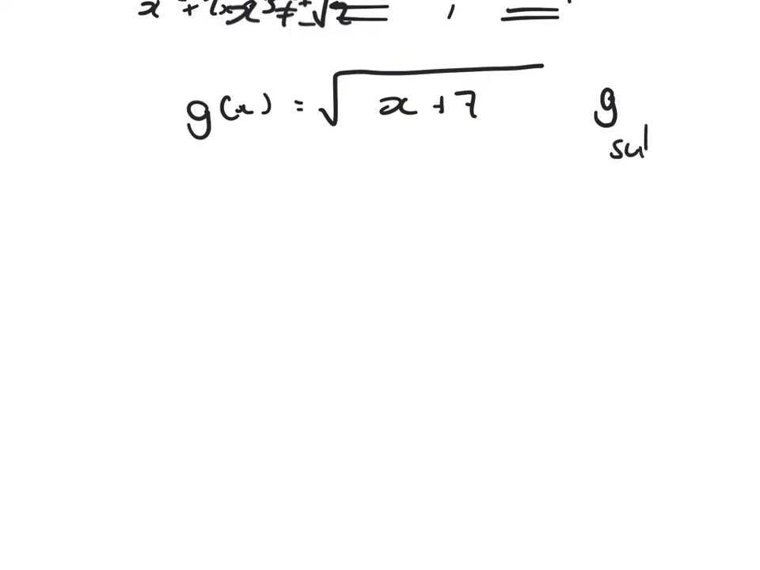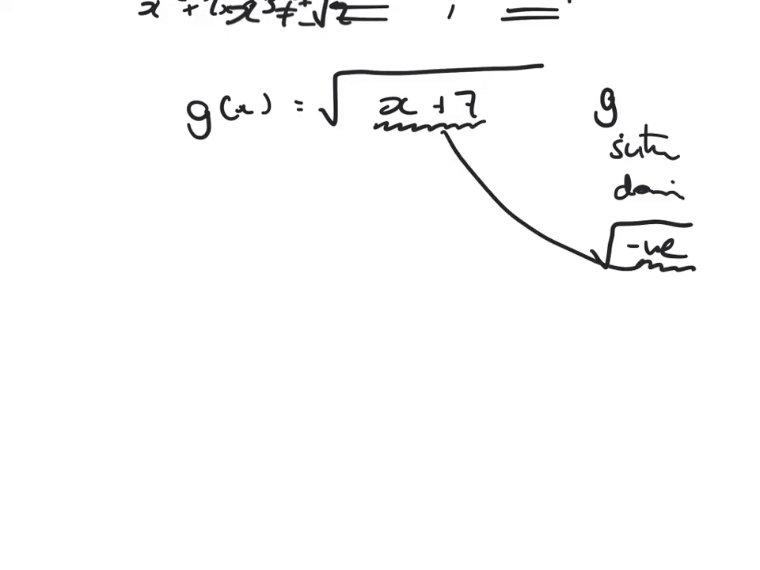Okay, let's try another. G of x equals the square root of x plus 7. And the question then says, write a suitable domain for G. Okay, so remember that we can't have the square root of a negative. Now that means the thing in here cannot be negative, which means it must be greater than or equal to 0. Therefore that occurs when x is greater than or equal to minus 7. So the suitable domain is that x must be greater than or equal to minus 7.